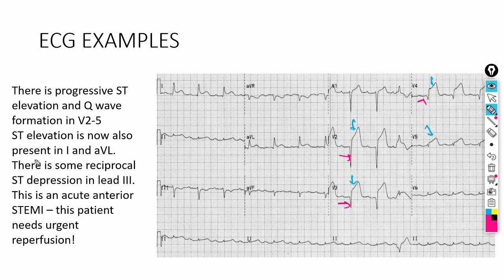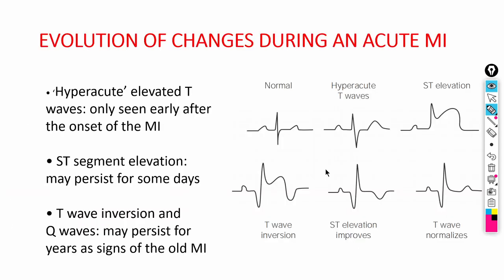ST elevation is now present in 1 and aVL also. ST elevation in V2 to V5 along with 1 and aVL. So this is a case of most probably anterolateral MI. There is some reciprocal ST depression in lead 3, which represents that this is a case of MI because we can see the reciprocal ST depression. So this is an acute anterior ST elevation MI. This patient needs urgent reperfusion.